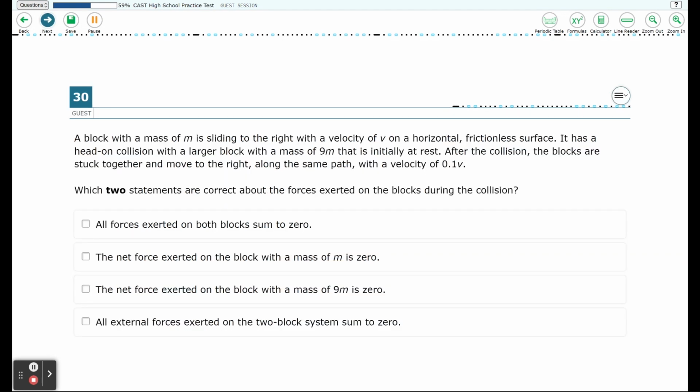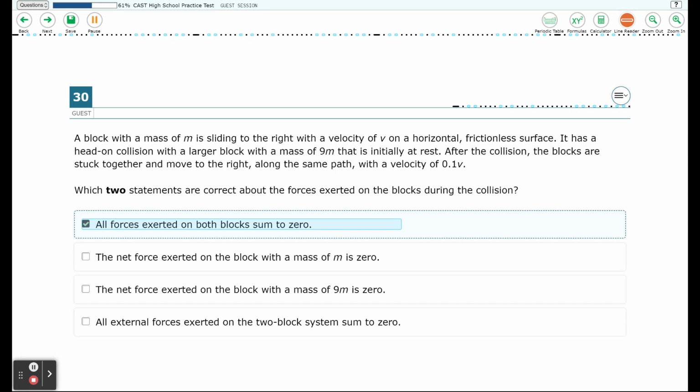Question number 30. A block with a mass of m is sliding to the right with a velocity of v on a horizontal frictionless surface. It has a head-on collision with a larger block with a mass of 9m that is initially at rest. After the collision, the blocks are stuck together and move to the right along the same path with a velocity of 0.1 v. Which two statements are correct about the forces exerted on the blocks during the collision?